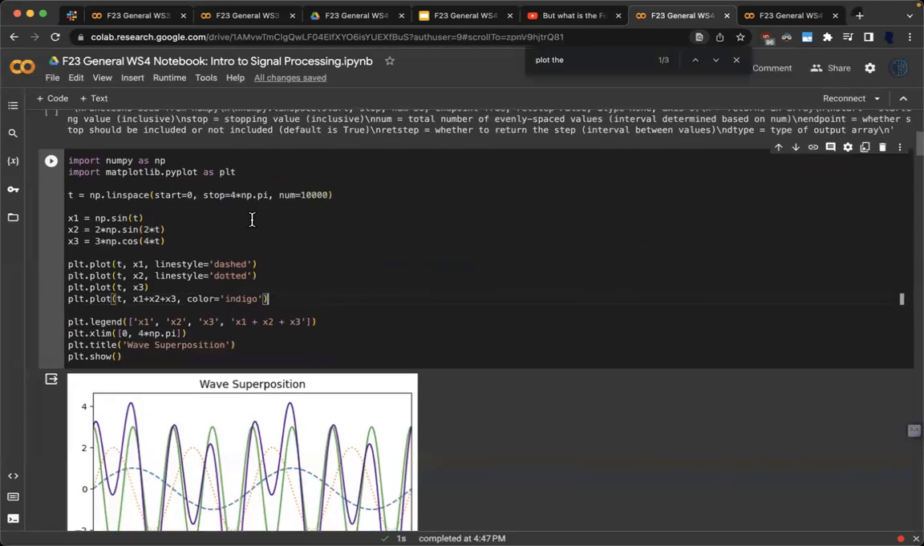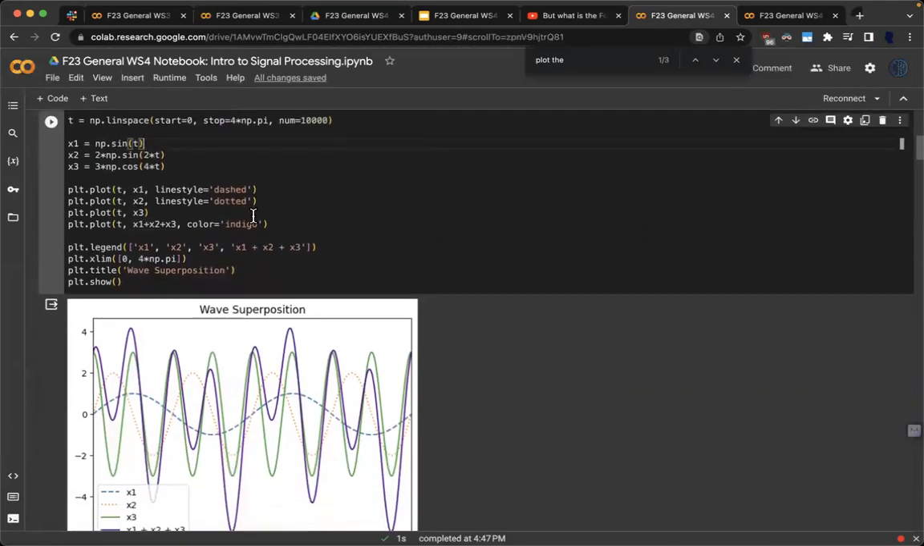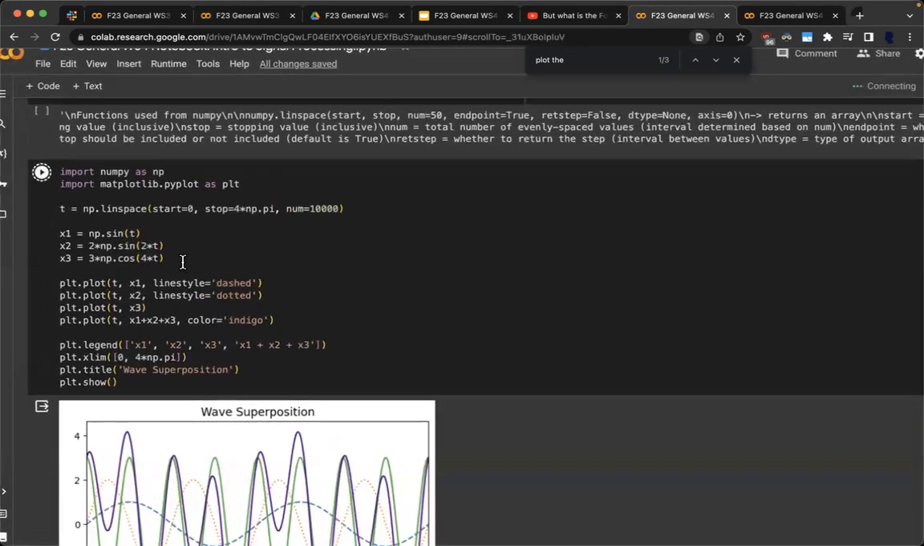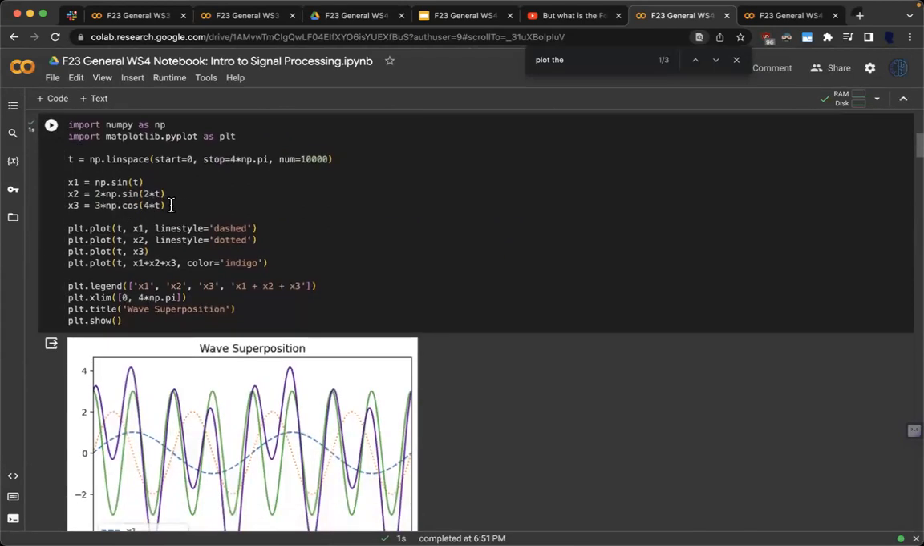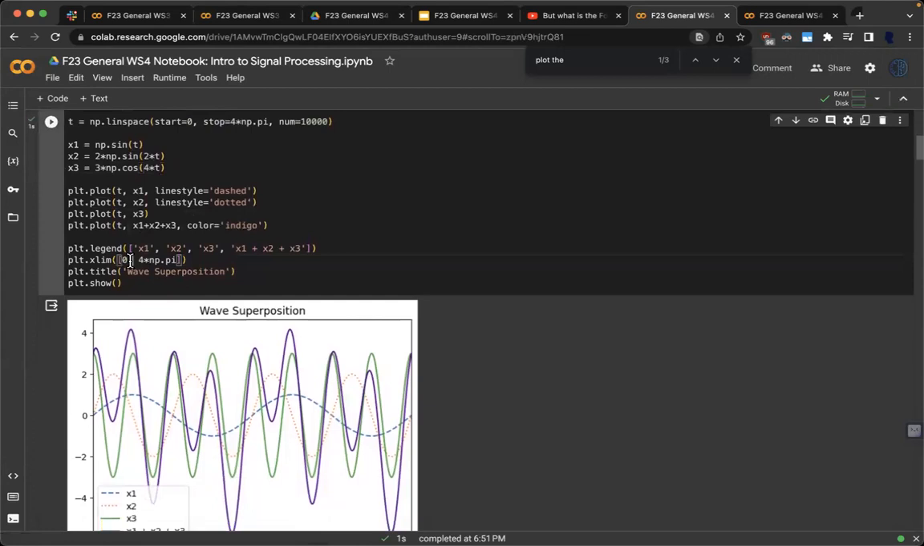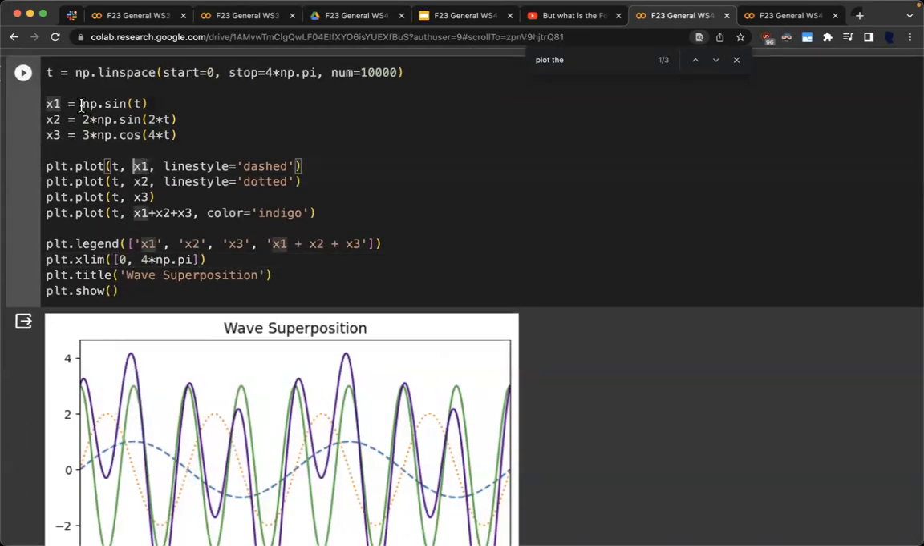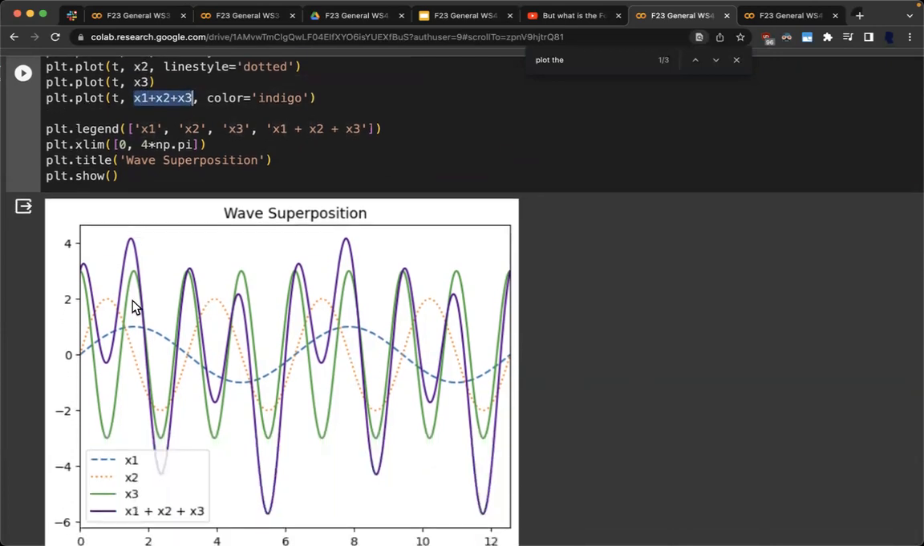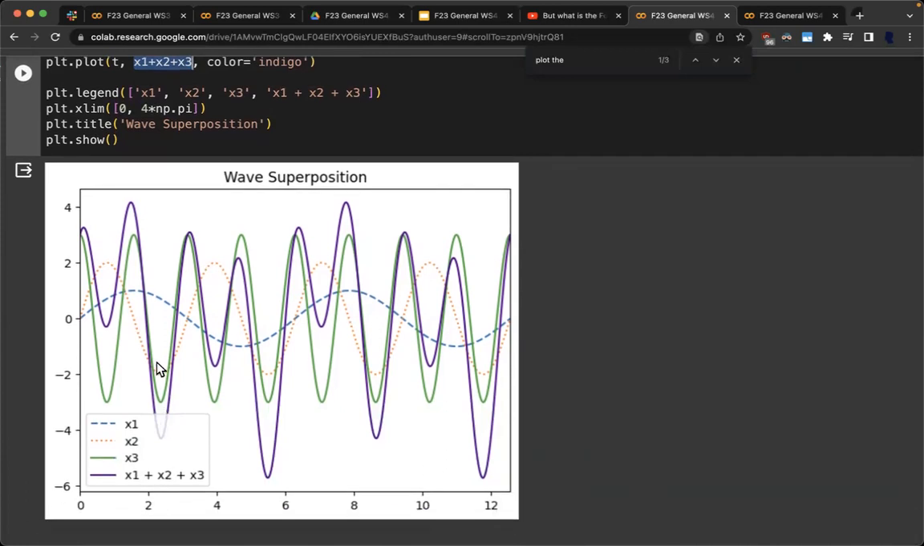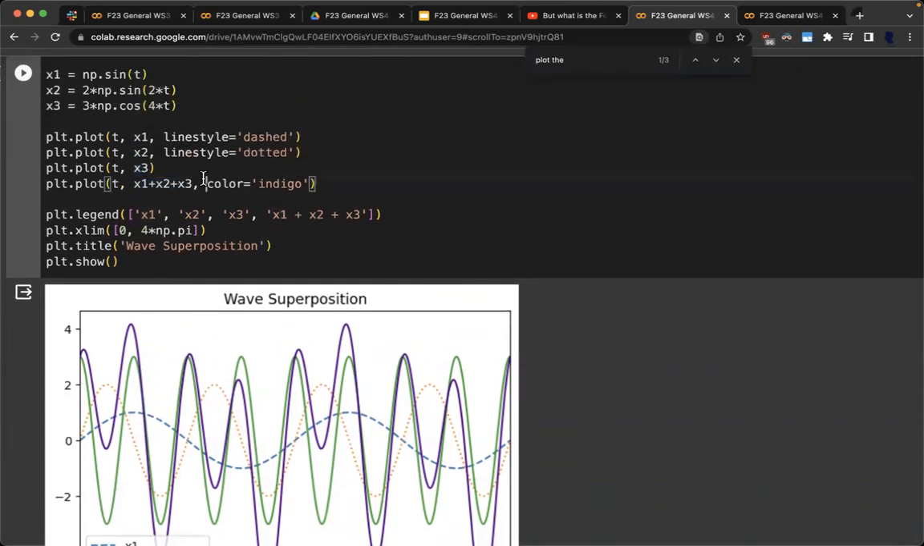And so here, this is a demonstration of wave superposition, or wave interference. When I run this, you see that we have plots for x1, which is just sine, x2, which is that, x3, which is 3 cosine of 4t, and then we also plot in the end x1 plus x2 plus x3, just to demonstrate wave superposition. The goal when we're looking at these kinds of graphs is to decompose this addition back into x1, x2, x3.